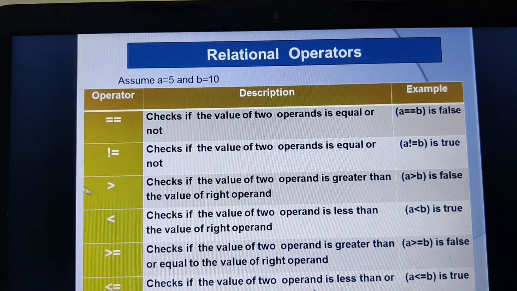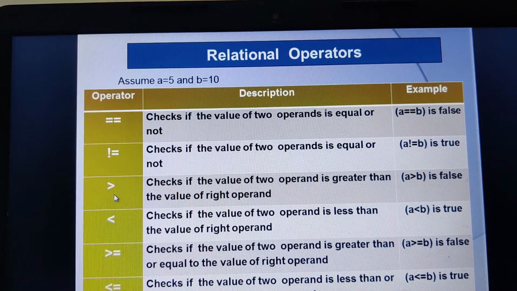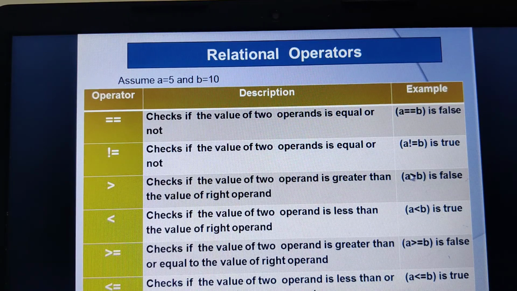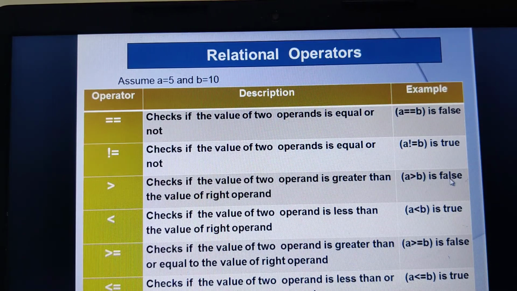Okay. The next operator we have is the greater than operator. It checks if the value of the left operand is greater than the value of the right operand. That means the left operand is this, the right operand is this. Whether the left operand is greater than the right operand. So it is checking whether 5 is greater than 10. No, the condition is false. So here it is giving us the answer as false.